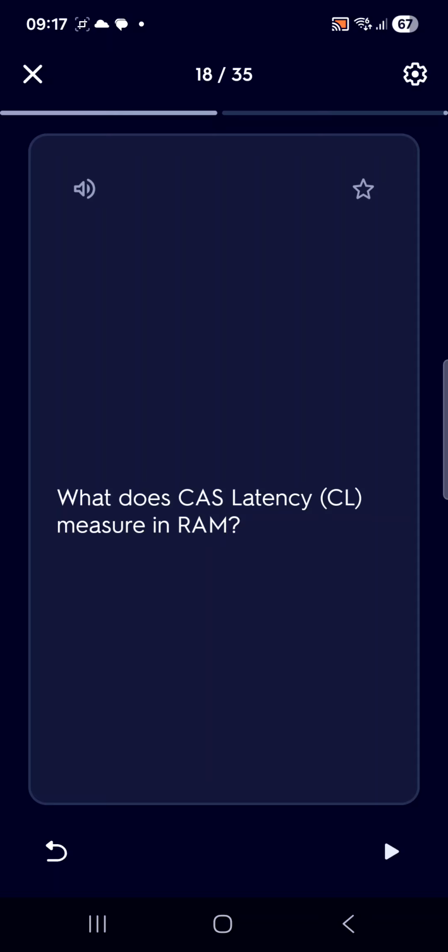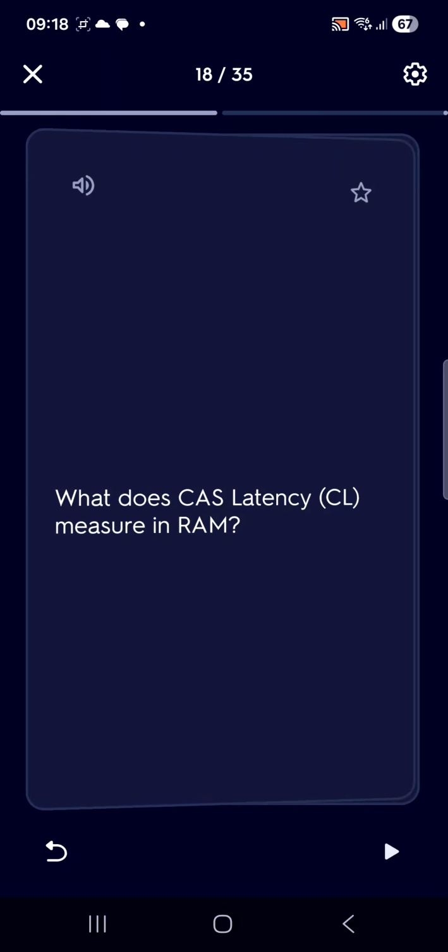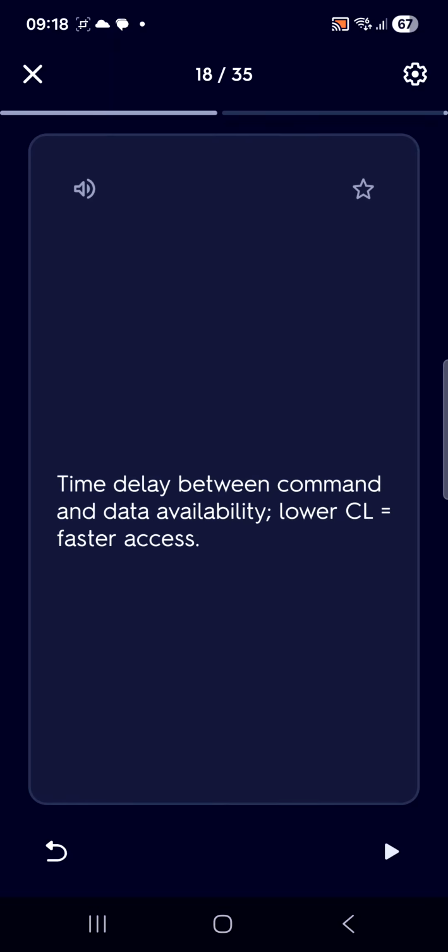What does CAS latency measure in RAM? CAS stands for column address strobe latency, and this looks at the time delay between the command and the data availability. The lower the CL, the faster the access.